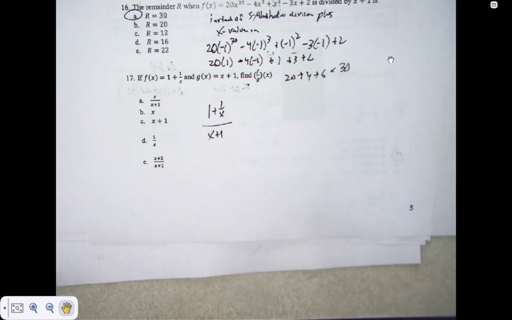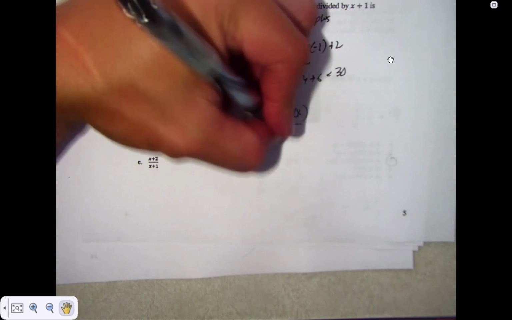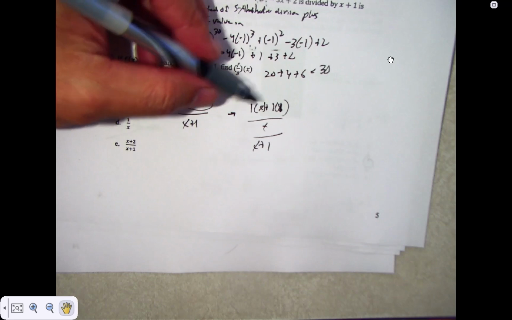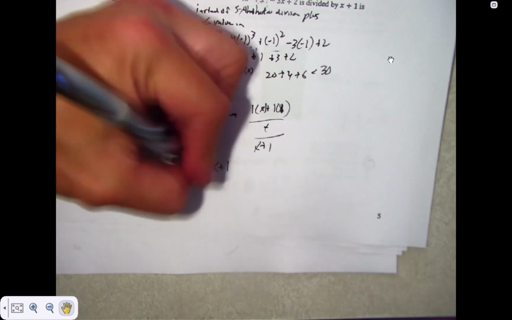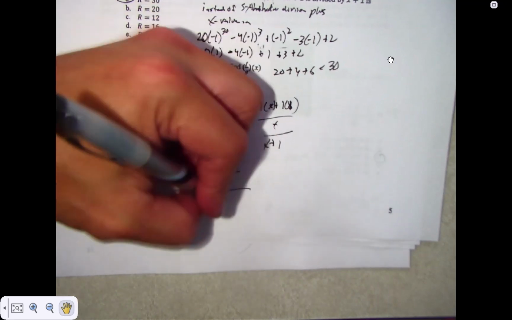So what should we do? We should probably clean this up. 1 times x plus 1 times 1, over x, all over x plus 1. It's supposed to be 1 times 1. And this cleans up to be x plus 1 over x. It's all over x plus 1.